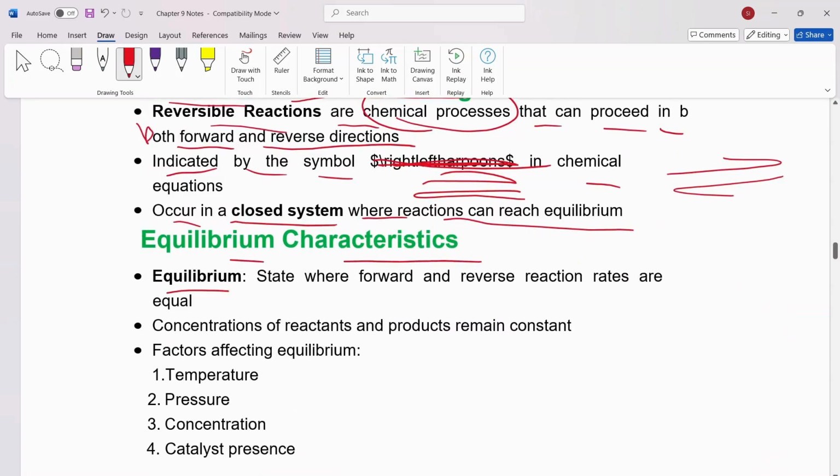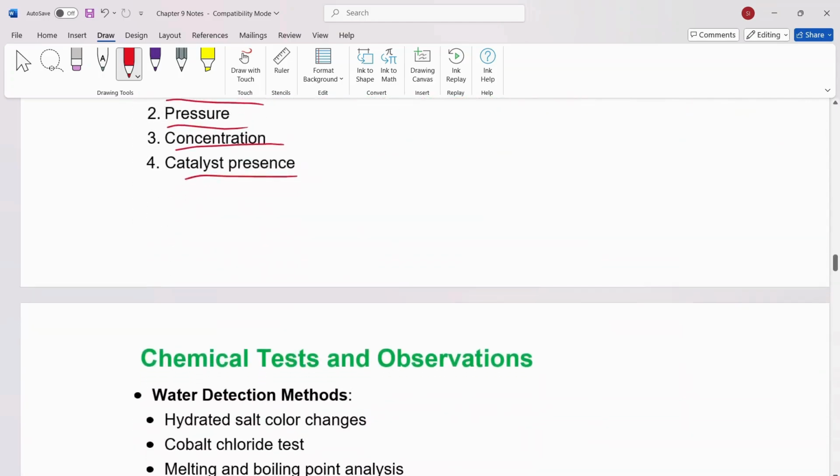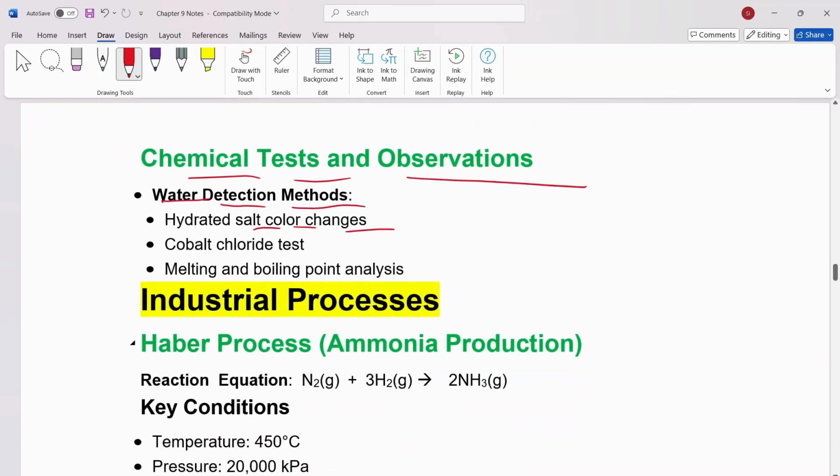Equilibrium characteristics: equilibrium is the state where forward and reverse reaction rates are equal. Concentrations of reactants and products remain constant. Factors affecting equilibrium: temperature, pressure, concentration, and catalyst presence. Now, chemical tests and observations. Water detection methods: hydrated salt color changes, cobalt chloride test, melting and boiling point analysis.